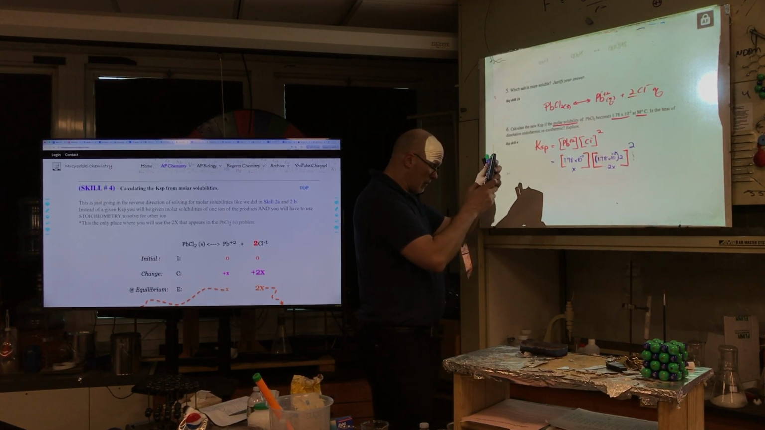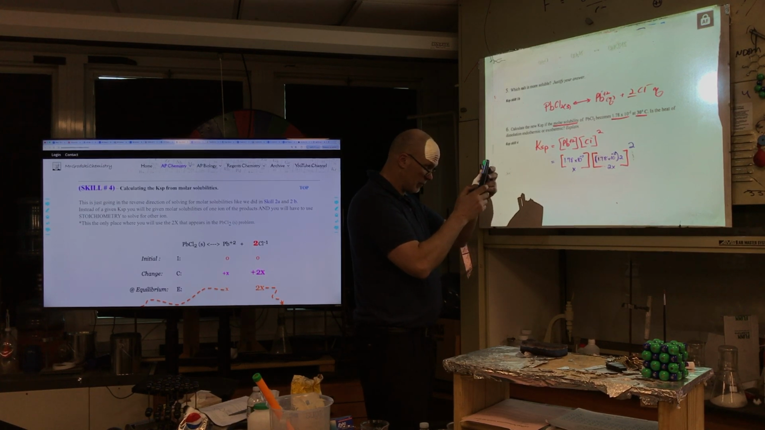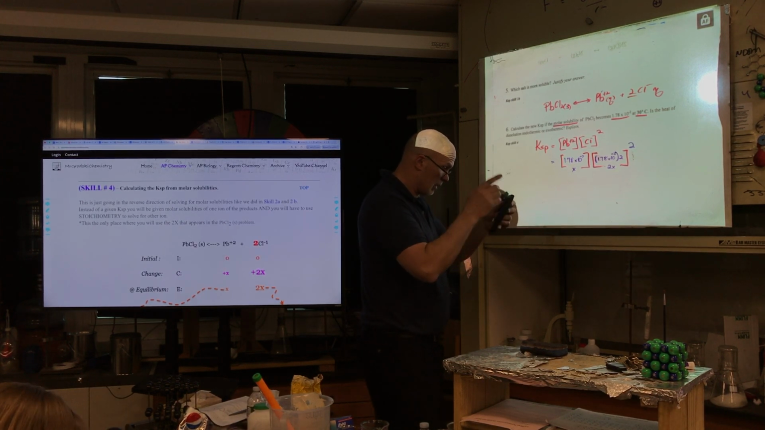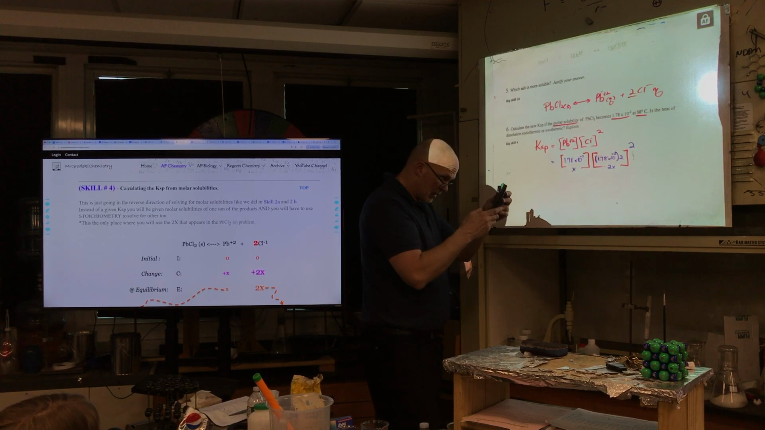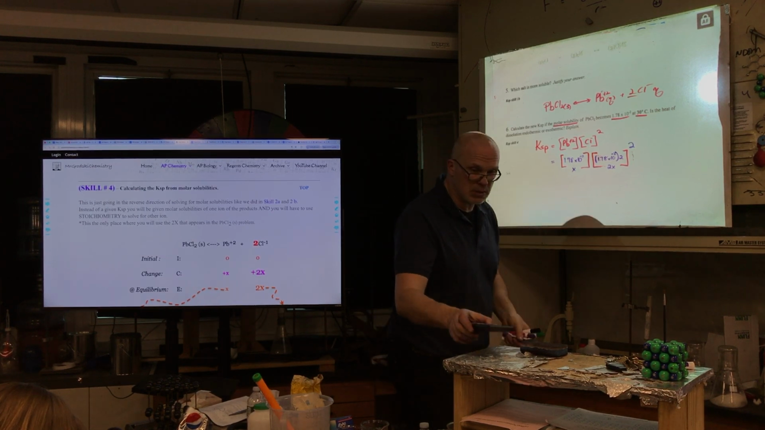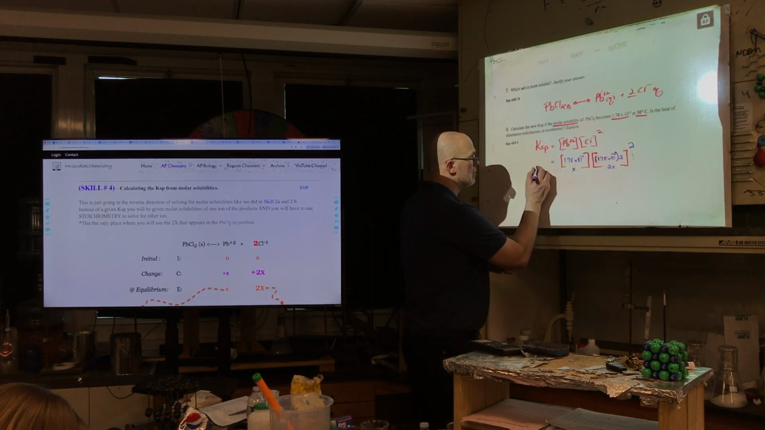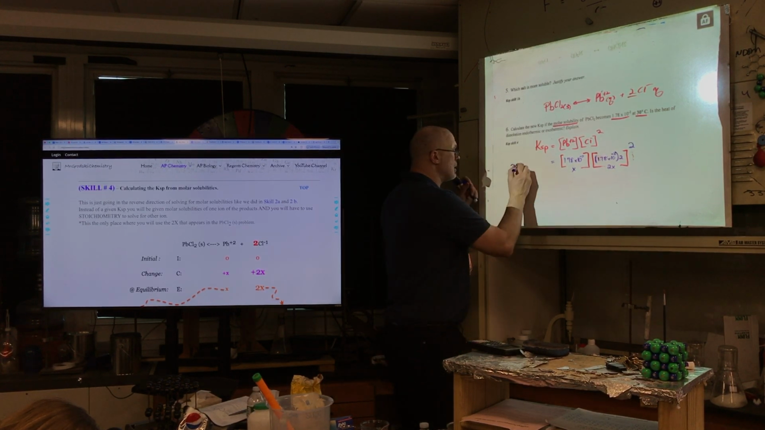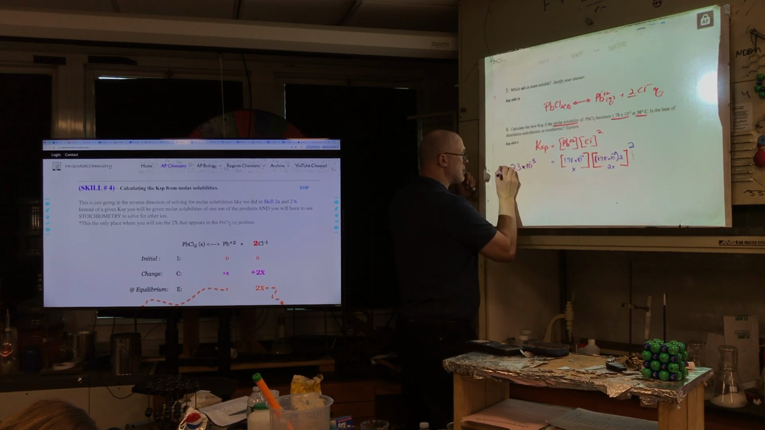So I'm going to take 1.78, second function, e to the negative 2, times 2, square it, times it by 1.78, and let's go e to the negative 2, and I get 2.3 times 10 to the negative 5. That's my new KSP.